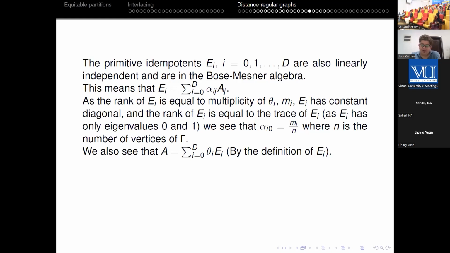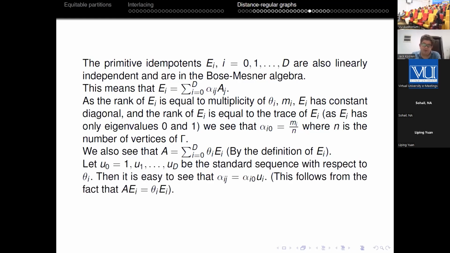And we also see that A_i is the sum over θ_i of θ times E_i. If you multiply both sides by E_i, then we know that A E_i must be δ E_i. Yes, that we know. So we get this. We also have this.